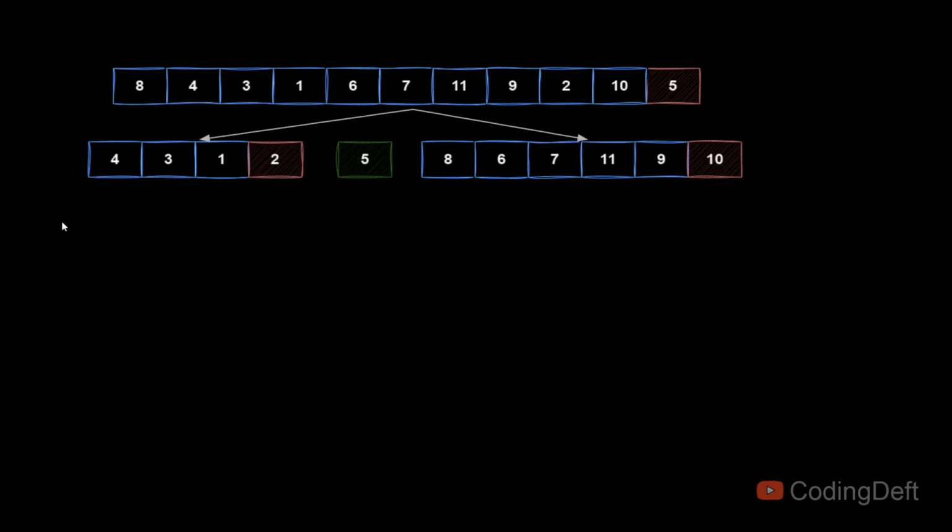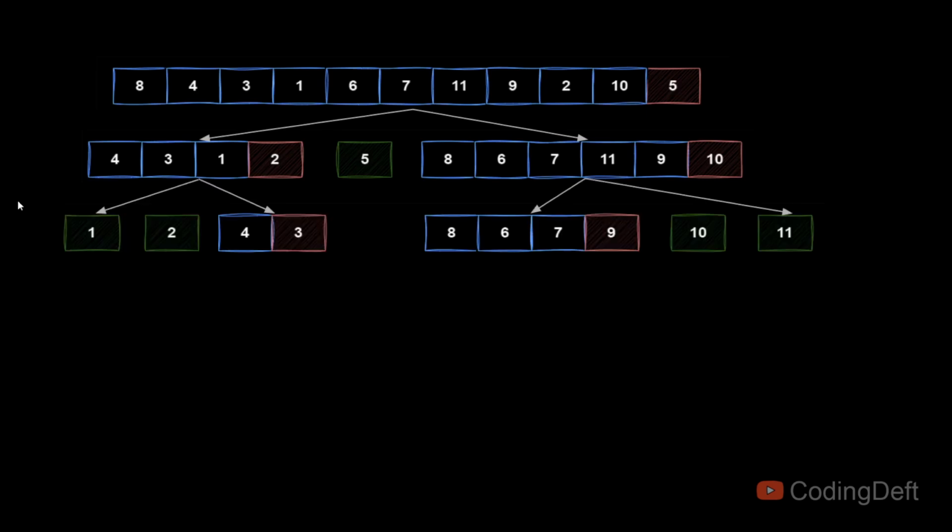So after the first step, this is how our left array, pivot, and the right array look like. Then again we repeat this step with these subarrays. So with this left subarray, 2 is the pivot and 4 and 3 are greater than 2, that will go to the right and 1 will come to the left. In case of the right subarray, 10 is the pivot, 8, 6, 7 and 9 are less than 10, so that will go to left and 11 will go to right. So this is how the array looks like after the second step.